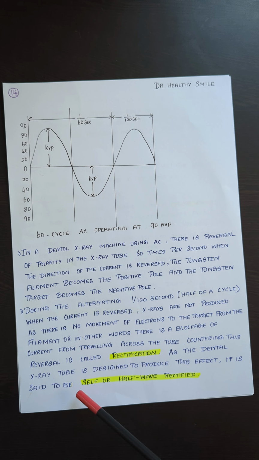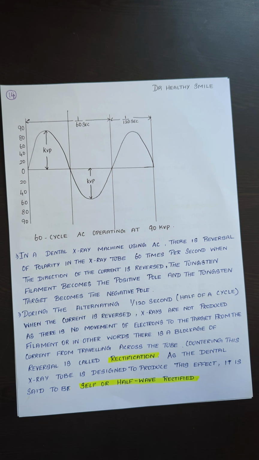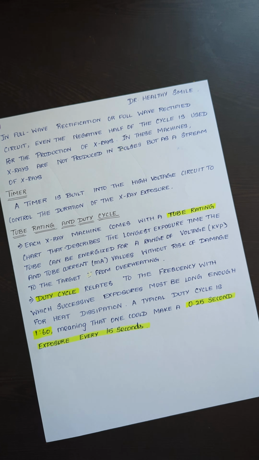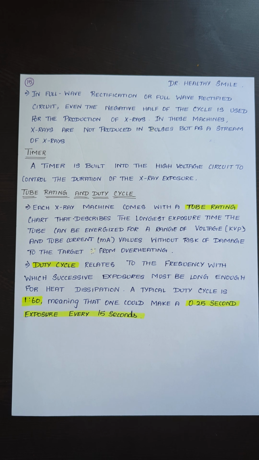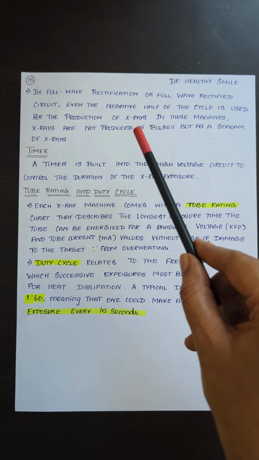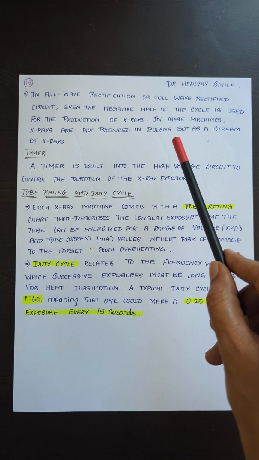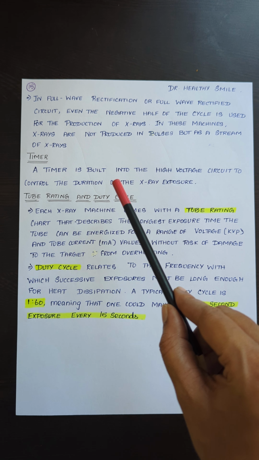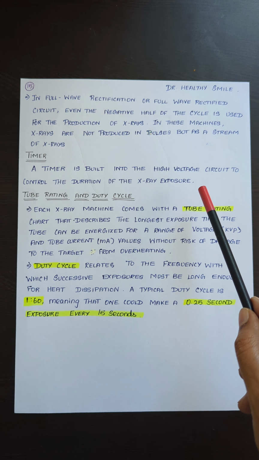As the dental X-ray tube is designed to produce this effect, it is said to be self or halfway rectified. In full rectification, or a full wave rectified circuit, even the negative half of the cycle is used for the production of X-rays. In this machine, X-rays are not produced in pulses but as a stream of X-rays. A timer is built into the high voltage circuit to control the duration of the X-ray exposure.